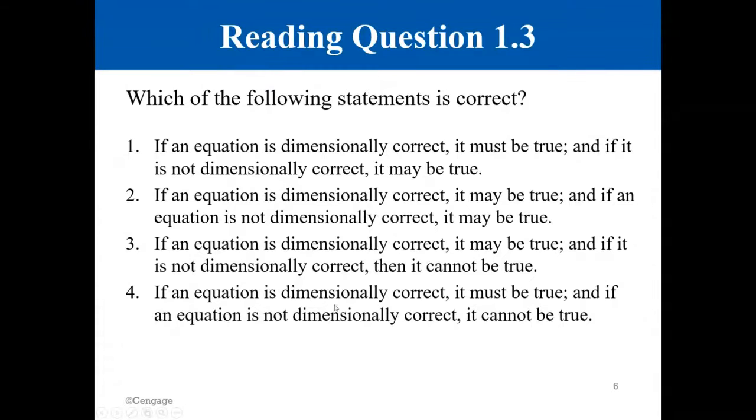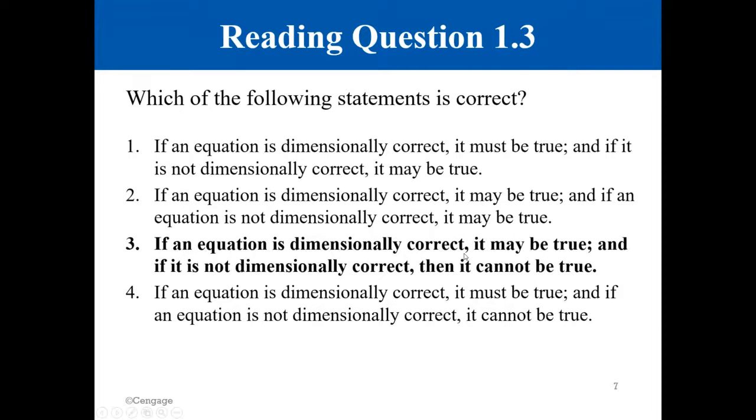If an equation is dimensionally correct, it must be true. And if an equation is not dimensionally correct, it cannot be true. Here, I will not choose this because it says must. This is not always the case. As we will see, sometimes an equation is dimensionally correct, but there are factors in the equation. So number 3 is the more appropriate answer. It may be true, yes. And if it is not dimensionally correct, then it cannot be true. So this would be the right choice.